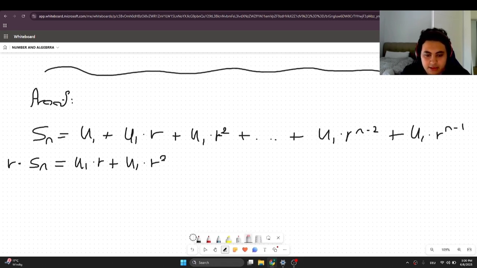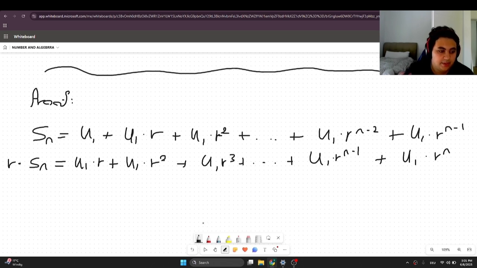So let me write that out. u1 times r cubed plus dot dot dot plus, in this case, u1 times r to the power of n minus 1. And the last term, instead of n minus 1, will be u1 times r to the power of n. Because I'm going one common ratio further, basically. I started one common ratio later, so to say. I started with this term right here.